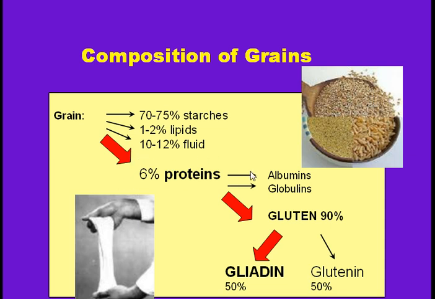Now, out of this whole 6% of proteins, we have three different kinds of proteins: albumins, globulins, and 90% of all of the proteins are made out of gluten. Two of the main fractions of gluten are gliadin and glutenin, half and half. Most people who are sensitive to gluten are mostly sensitive to gliadin, and even people who are silently sensitive, whose symptoms come out 30 to 60 years later, it is the gliadin which they are sensitive to.